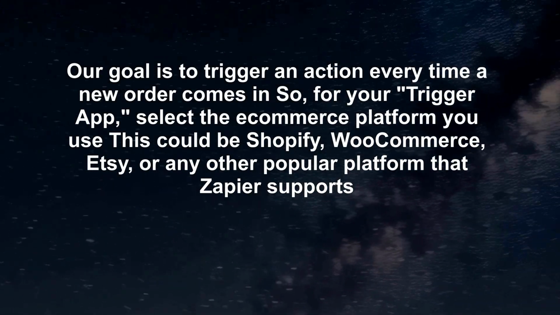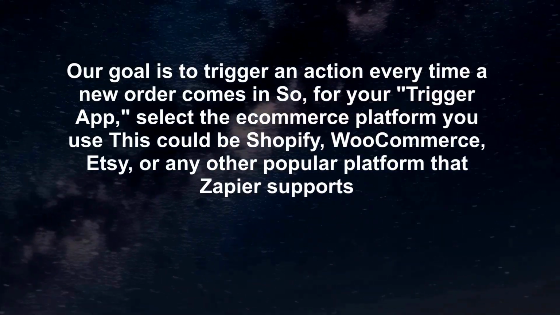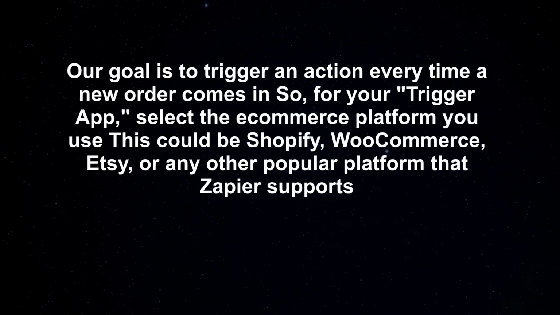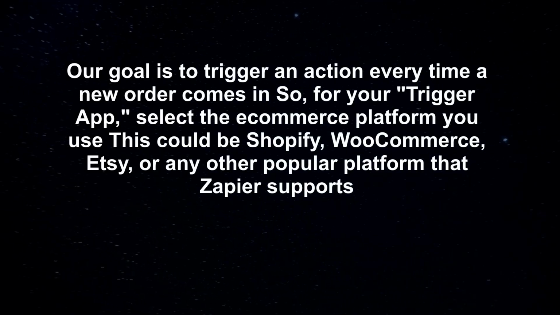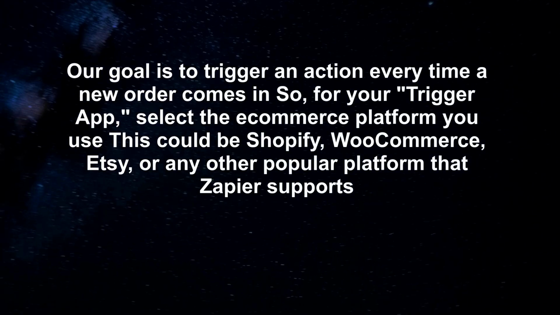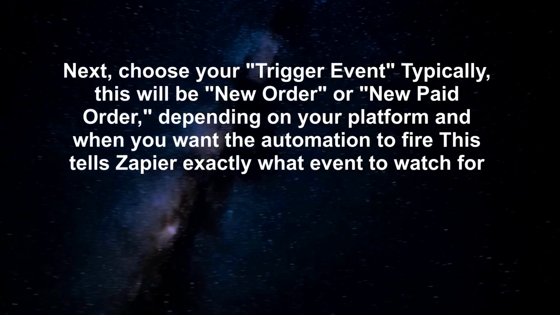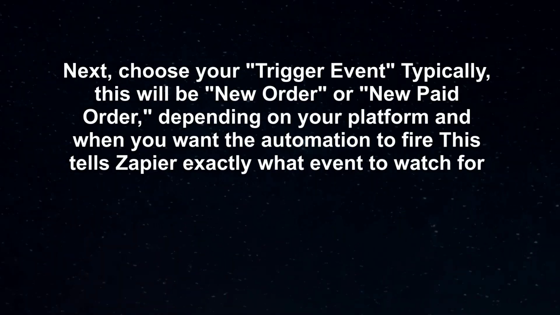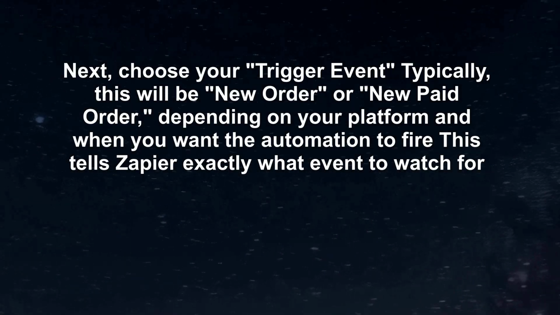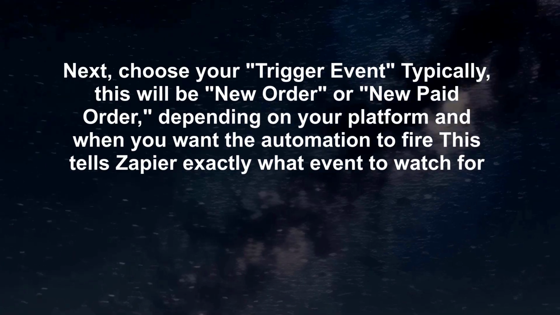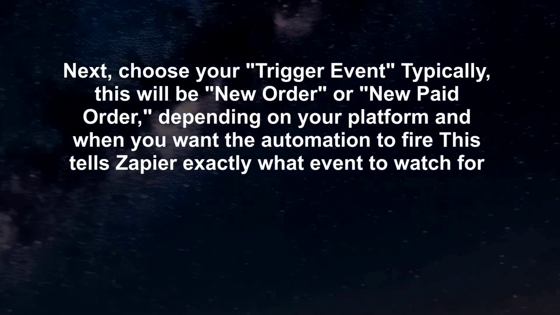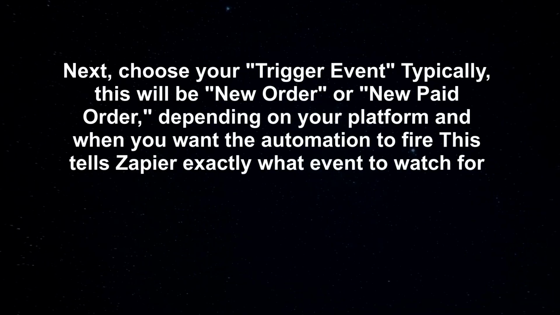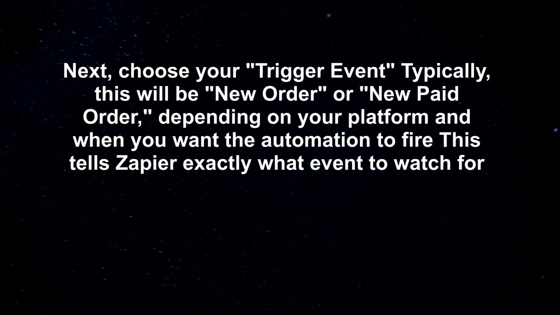So, for your trigger app, select the e-commerce platform you use. This could be Shopify, WooCommerce, Etsy, or any other popular platform that Zapier supports. Next, choose your trigger event. Typically, this will be new order or new paid order, depending on your platform, and when you want the automation to fire. This tells Zapier exactly what event to watch for.